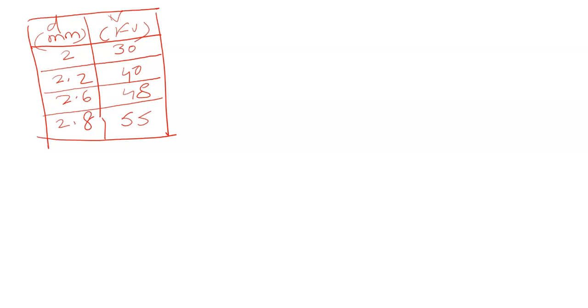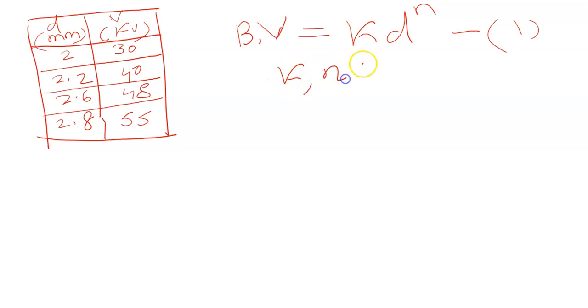Now, how do we find the breakdown equation of transformer oil? I told you the breakdown voltage V of oil is equal to K d raised to n. I gave you this equation last time. This breakdown voltage equals K times gap distance d raised to n, where K and n are constants. If we want to find the breakdown voltage, our job is to find the constants K and n. Why? Because if we find K and n, then we can formulate the breakdown equation.